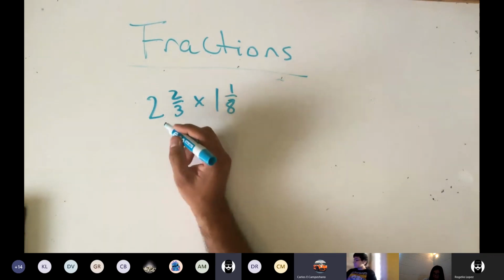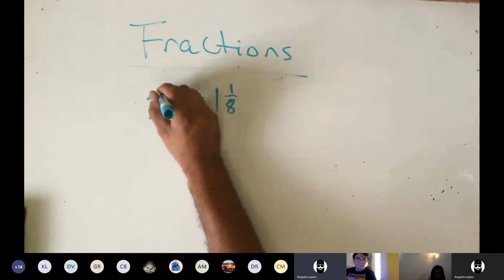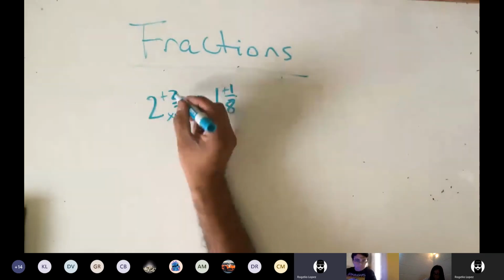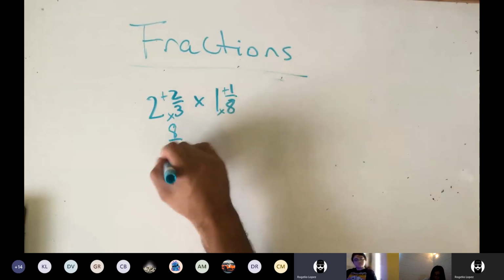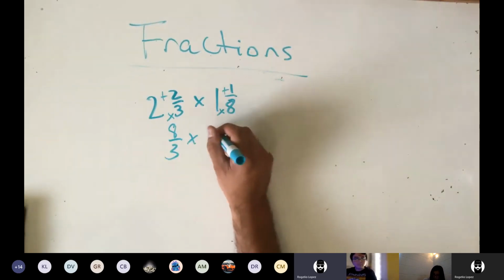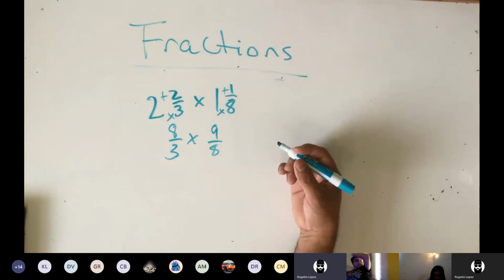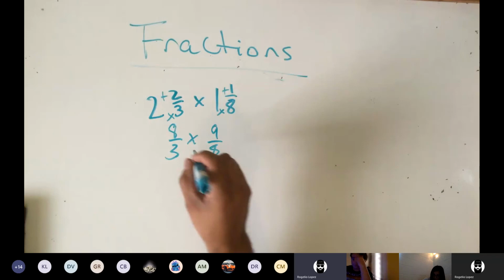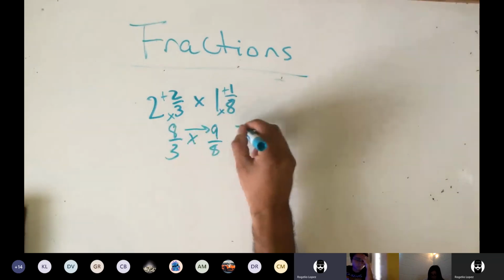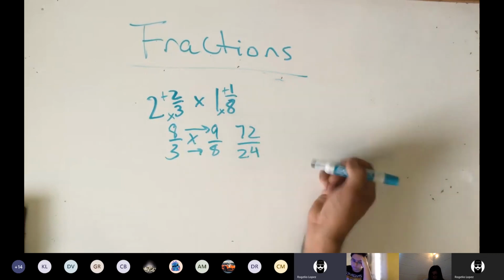So I gotta do mixed. I gotta do Texas on both of them. So I'm gonna go and do Texas on that one, Texas on this one. So 3 times 2 is 6, plus 2 is 8, so I get 8/3 right there, times 8 times 1 is 8, plus 1 is 9, so I get 9/8. And being that it's a multiplication problem, I do not have to find common denominators, I can just multiply straight across. So 8 times 9 is 72, and 3 times 8 is 24.